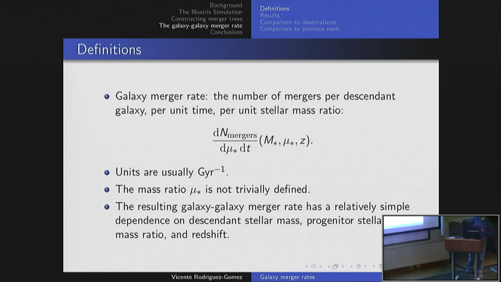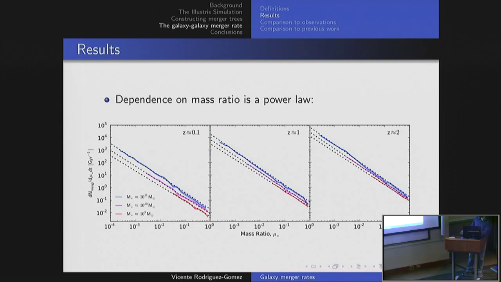Now, out of these three quantities, the mass ratio is the one that is less trivial to define. I think it's where many people have made mistakes in the past, but I don't have time to tell you why. So I will just say that the resulting merger rate that we get has a quite simple dependence on these three parameters. The merger rate as a function of mass ratio is essentially a power law. This is similar to the halo merger rate. These are different descendant masses. This is the least massive one, this is the most massive one. And the dashed line here is a fitting function that I also present in the paper. Now, the lines are not exactly parallel to each other. If you observe closely, they spread up a little bit in this direction. But still, it's a power law anyway, so I think that's quite nice.